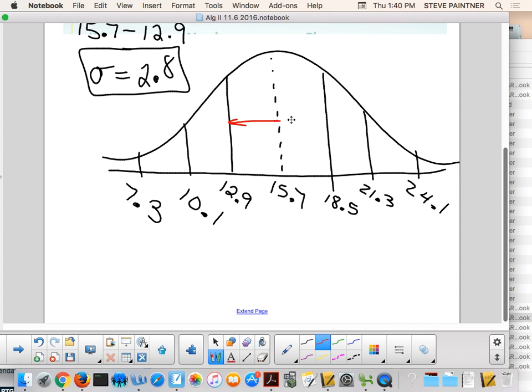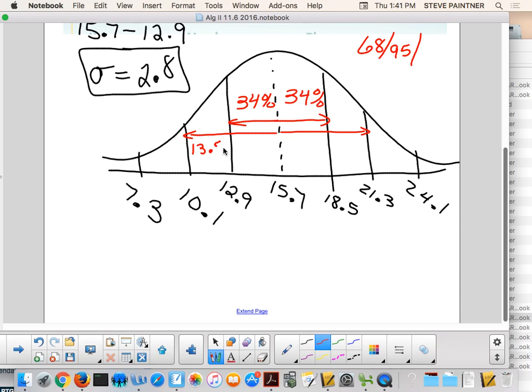Between here and here, what percent? 68, but this would be what? 34%, 34% fall in each column. Okay. What about 2 standard deviations away? What percent fall within 2? 95. So if this is 95% of the data, you've already used up 68, 27% is left. Each column gets what? 13.5%, okay? So this is 13.5.